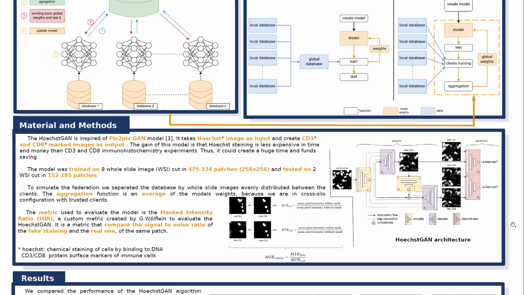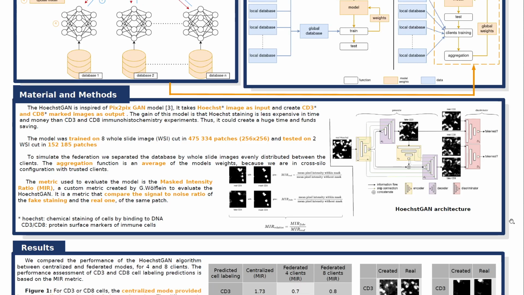As material and method, we started from the Hoechst GAN. This GAN is a model developed by George Wolflin to create CD3 and CD8 images. So the idea is that the model takes a Hoechst stain image as an input and will create one CD3 stain and one CD8 stain image.